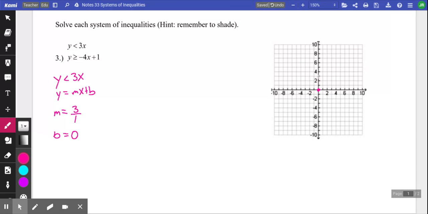So I'd go up 3 to the right 1, up 3 to the right 1, up 3 to the right 1, or down 3 to the left 1, down 3 to the left 1, down 3 to the left 1. Then I would look at what type of inequality symbol I have, and in this case it's a less than, which means this is going to be a dashed boundary line, because the points I just graphed are not part of the solution to this inequality. So I'm going to make this dashed.